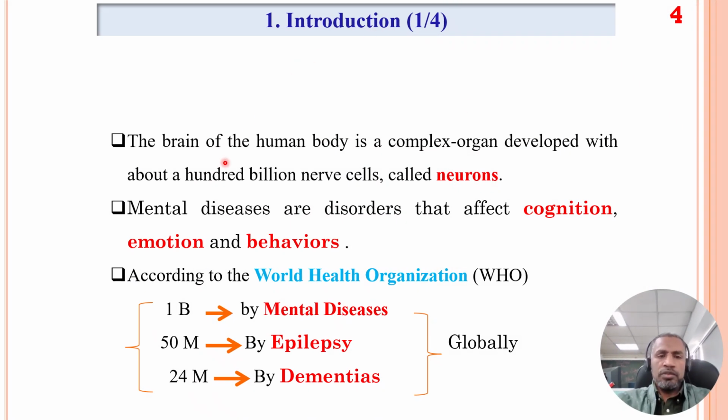Introduction. As you know, our brain is a complex organ. It's developed with about 100 billion neuron cells. We call them neurons. These mental diseases are disorders that affect our cognition, emotion, and behaviors. According to the World Health Organization, globally, 1 billion people are affected by mental disease. 50 million people are affected by epilepsy, and 24 million are affected by dementia.